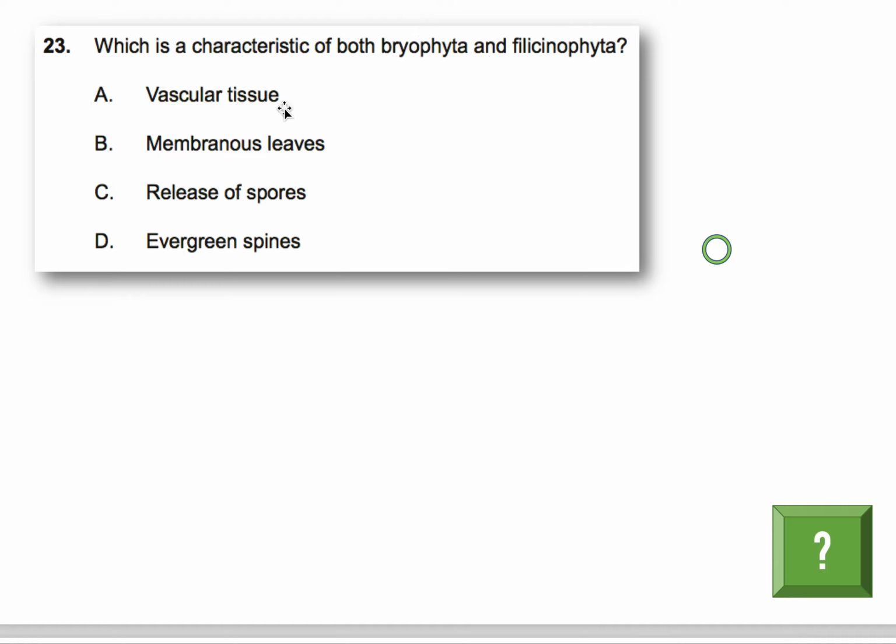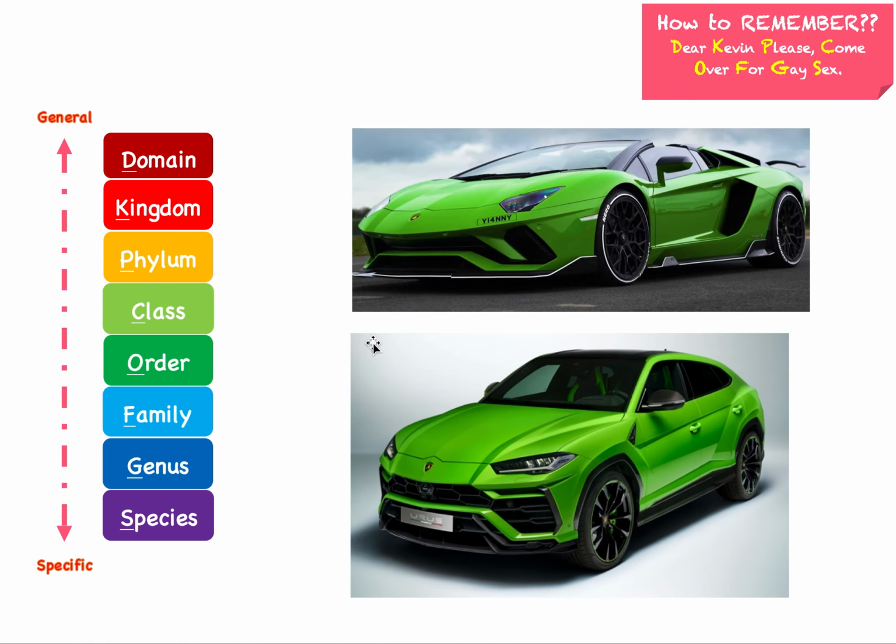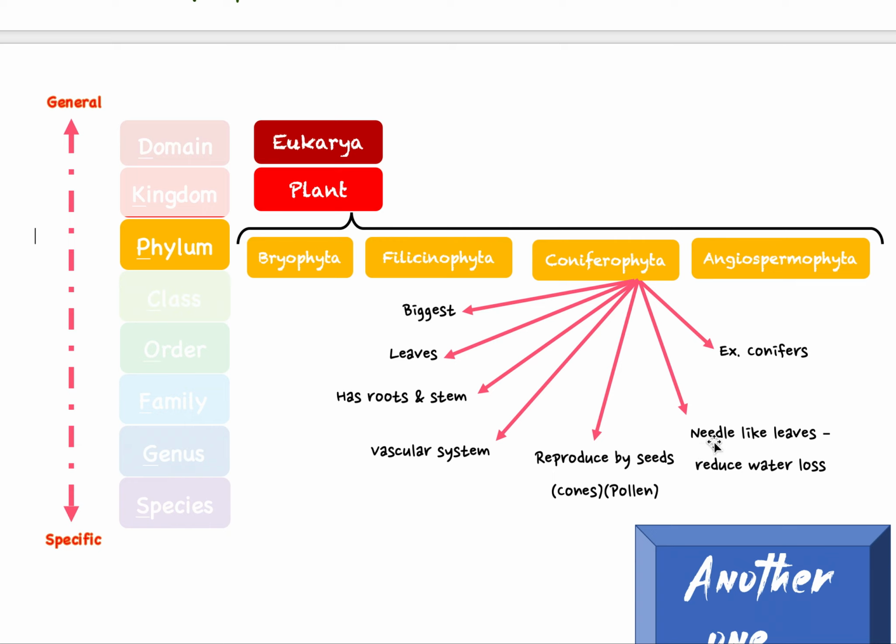Is it A, vascular tissue? No, remember I said Bryophyta does not have vascular tissue. Bryophyta is like moss. They grow so low on the ground, they don't need vascular tissue. But Phyllocenophyta does, but they don't both have it, so it can't be A. B, membranous leaves. Again, this is a random one because this is not a particular thing you learn about, so you should judge this one and think, this is probably just a random thing they made up. I'm just going to leave this because this is not a key characteristic that they directly point out.